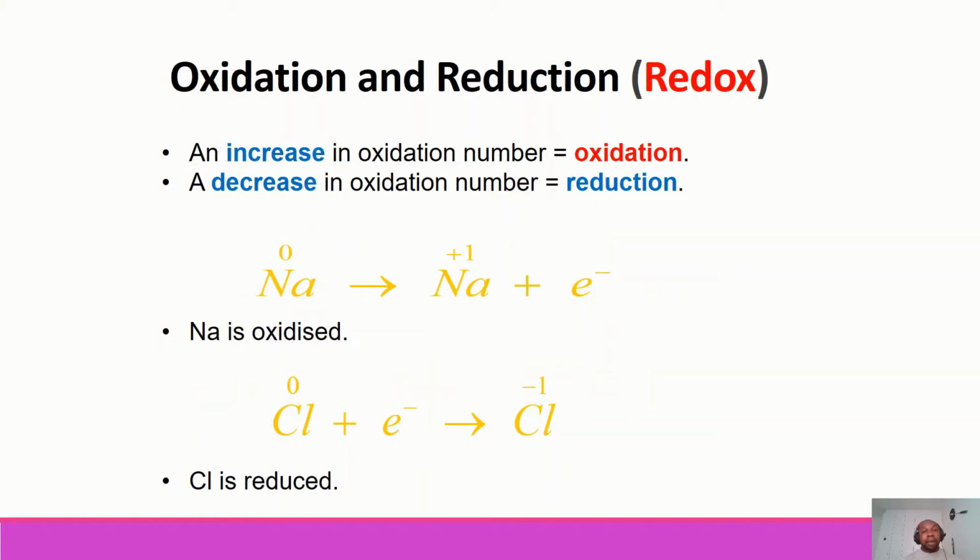So now we can also look at oxidation and reduction from this angle. An increase in oxidation number is referred to as oxidation, and a decrease in oxidation number is referred to as reduction. Let's see the same example that we've treated. Sodium is moving from 0 to +1. That is going to be an oxidation from this definition. You can see chlorine is moving from 0 to -1. That is reduction. So from this perspective, we're going to say chlorine is being reduced from 0 to -1.